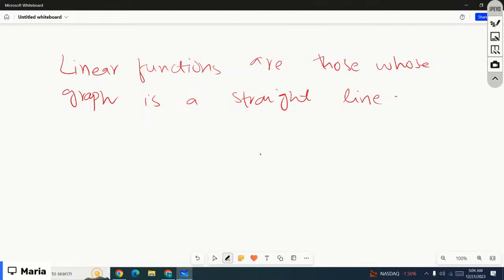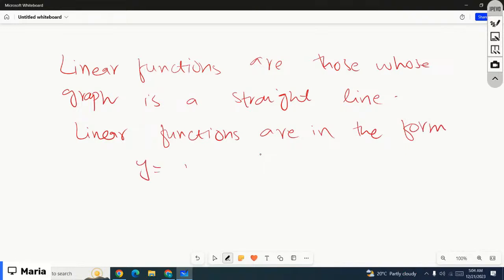Linear functions are in the form y equals a plus bx, right? And they have one dependent variable and one independent variable. X is the independent variable and y is the dependent variable. So this is the definition of the linear function. You can note down the definition, then we'll start with the examples of the first lesson.